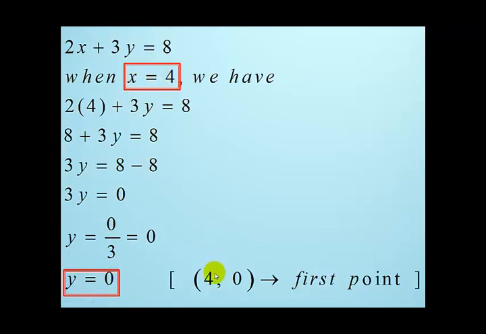And for every point, we have the x coordinate before the y. So we have 4, 0. That is 4, 0 to be our first point on the first line from the first equation.